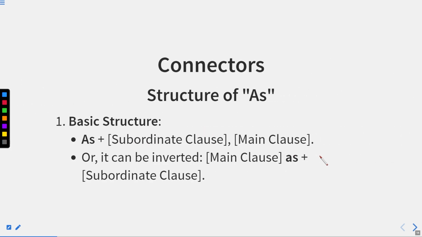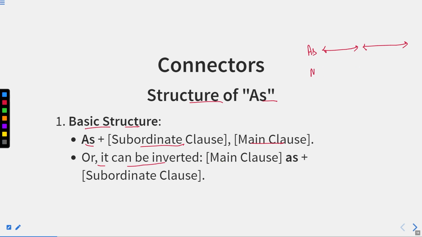So in a continuous manner, when an action is going on and another action is also taking place, there also we can use as to show these two progressive actions. Now let us discuss a structure of as. Basic structure: as plus subordinate clause plus main clause. Here first we'll write as, and after that we'll have the subordinate clause, and after that we'll have the main clause. Or it can be inverted.